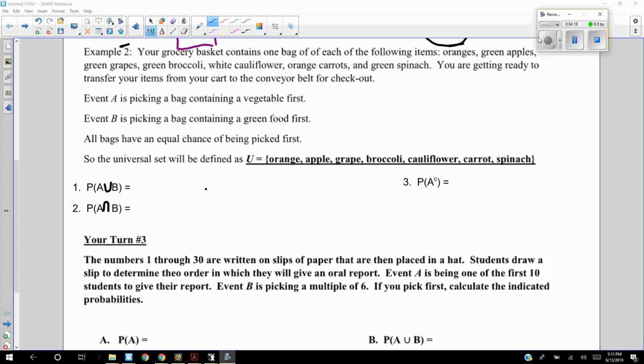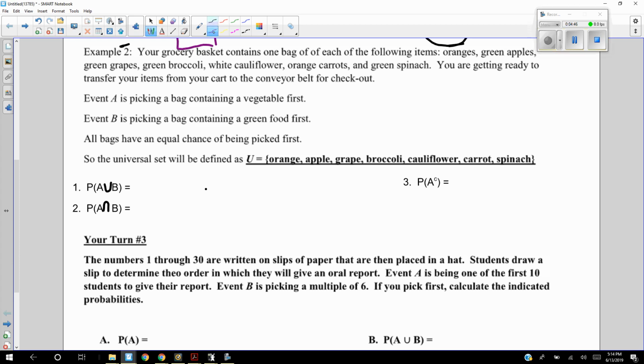All right, in this last example, take some time reading this last example. We're not going to draw a Venn diagram on this one, but you can. Your grocery basket contains 1 bag of each of the following items: oranges, apples, green grapes, green broccoli, white cauliflower, orange carrots, and green spinach. You're getting ready to transfer your items from your cart to the conveyor belt for checkout. Event A is picking a bag containing a vegetable first.